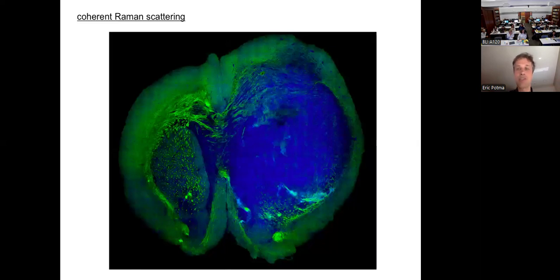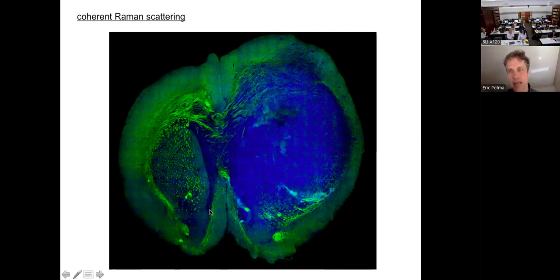So here's my last image, folks. This is of an entire brain slice from a mouse. This mouse has a giant tumor in its brain. That's the blue part. And then around it, the green color is actually the protein signature, the Raman protein signature. Actually, I should say the other way around. The green part is the lipid signature. The blue part is the protein signature. This tumor is very rich in protein, and that's how you can differentiate it from the rest of the brain tissue.